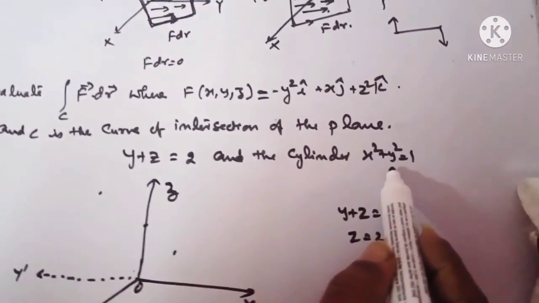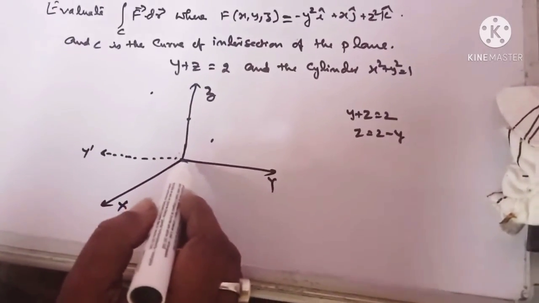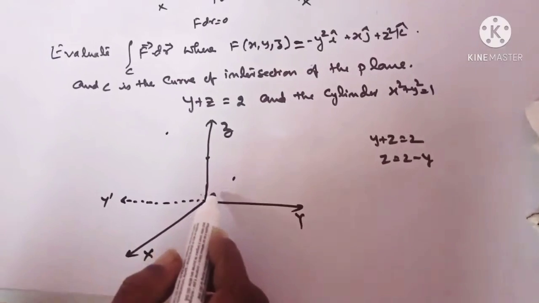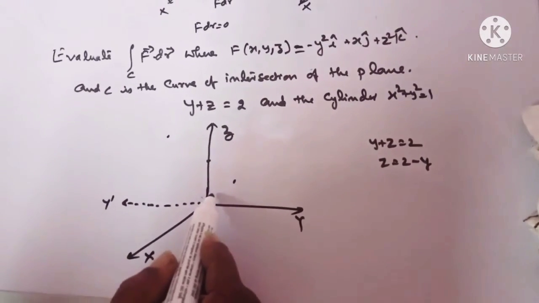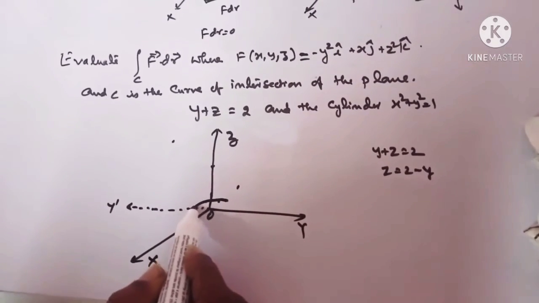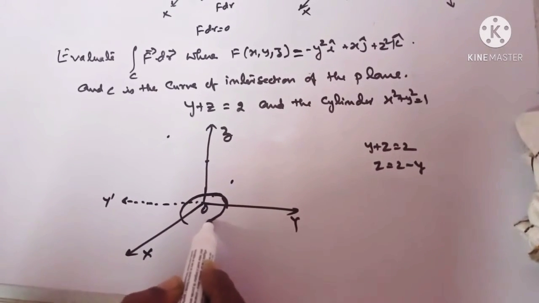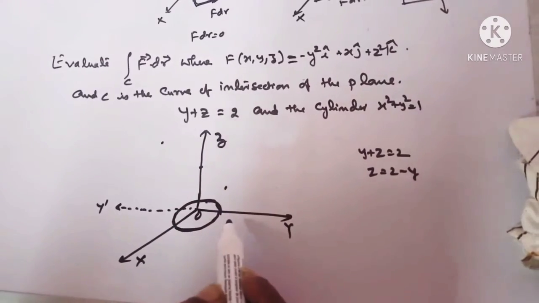Since your z is 0, that means the base of this cylinder is in your xy plane. Your base of the cylinder is in your xy plane. This is the base of the cylinder, which is in your xy plane.